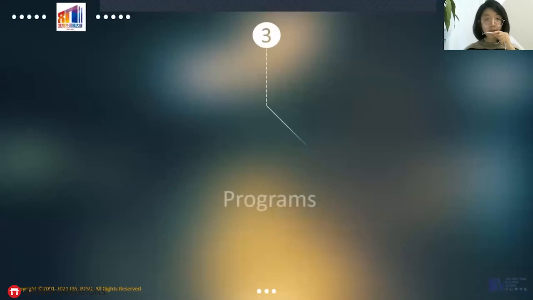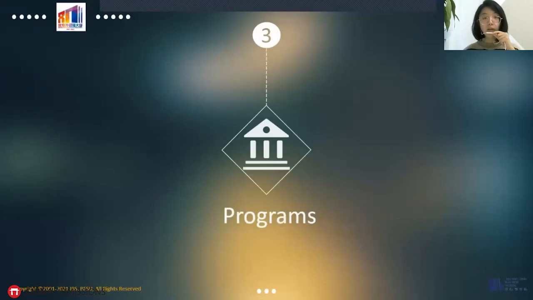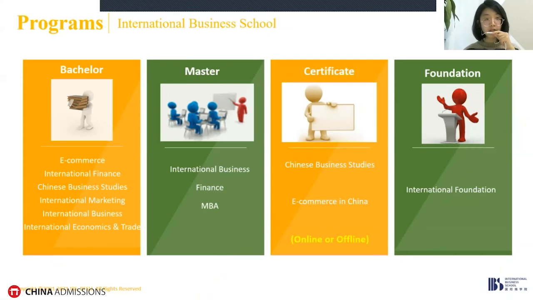So you may ask me, what programs can we register for? We have bachelor and master and certificate and foundation. So all the programs here, you can see economics, international foundation, all the programs here are available in English taught and Chinese taught. And for the master program, this one is English taught and finance is Chinese taught. For certificate and foundation, it is an English taught program.